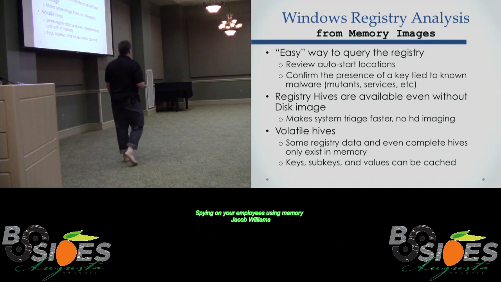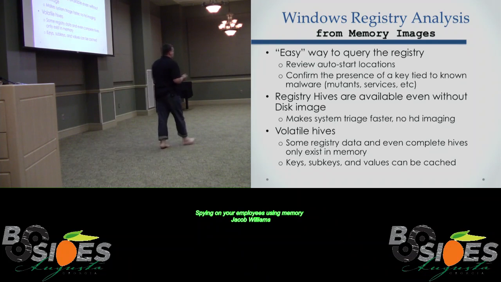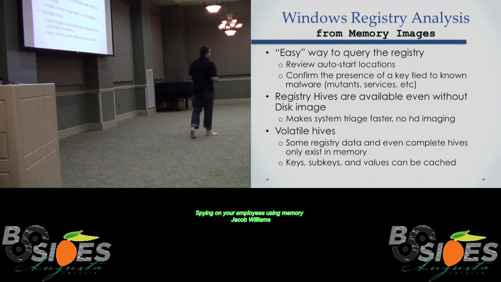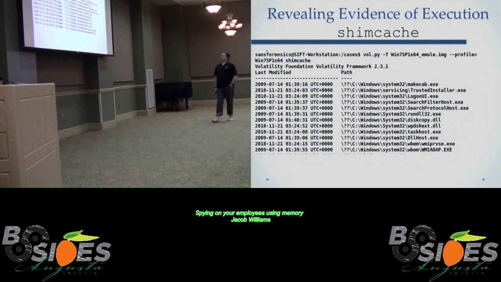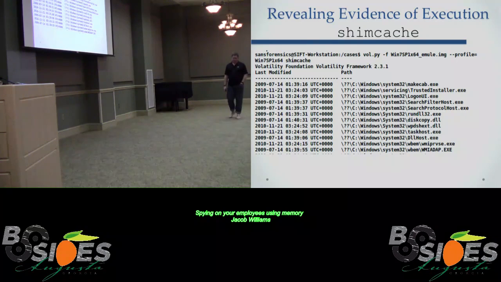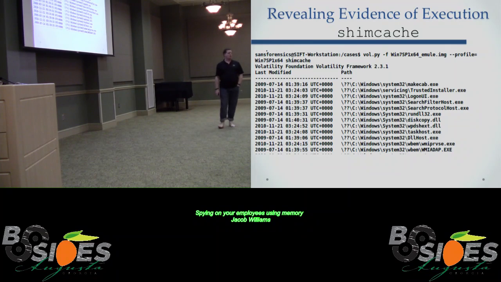Keys, subkeys, and values can be cached, but most of the time are indeed cached in memory because they're being actively used by the system. So maybe I want to look at my shim cache. Is anybody familiar with shim cache? Mark Baggett actually did a presentation last year at DerbyCon called Owned by Default, and he talked about the built-in Microsoft rootkit.